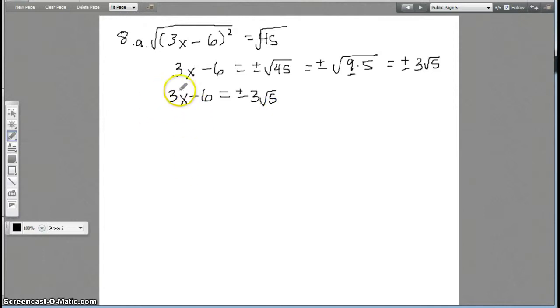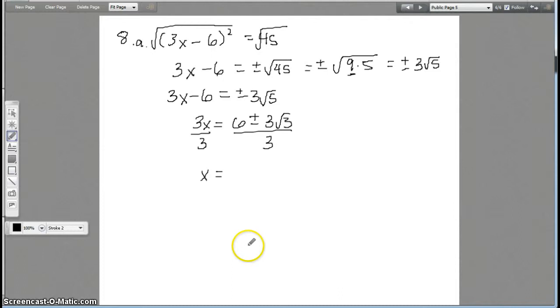Now we need to try to get the x term by itself. Right now we're subtracting 6 from it, so to undo that we're going to add 6. So we'll add 6 to both sides, and we get 3x equals 6 plus or minus 3 times the square root of 5. Now we need to get our x by itself. We're multiplying it by 3, so to undo that we need to divide by 3. So I'm going to divide both sides by 3. 3x over 3 is just an x. On the right side, we have 6 plus or minus 3 square root 5 divided by 3.